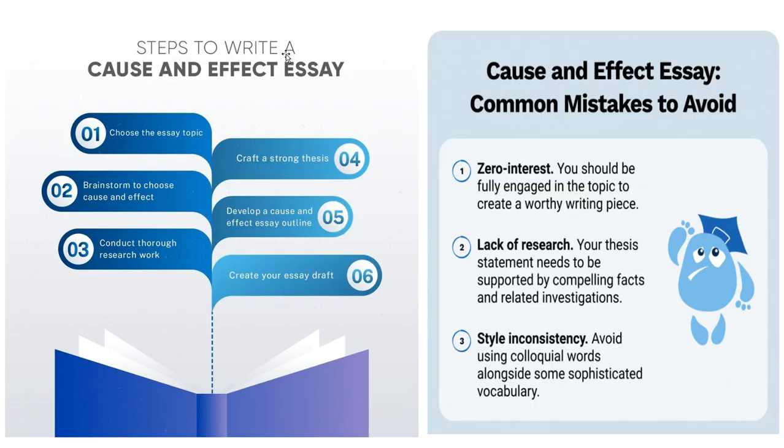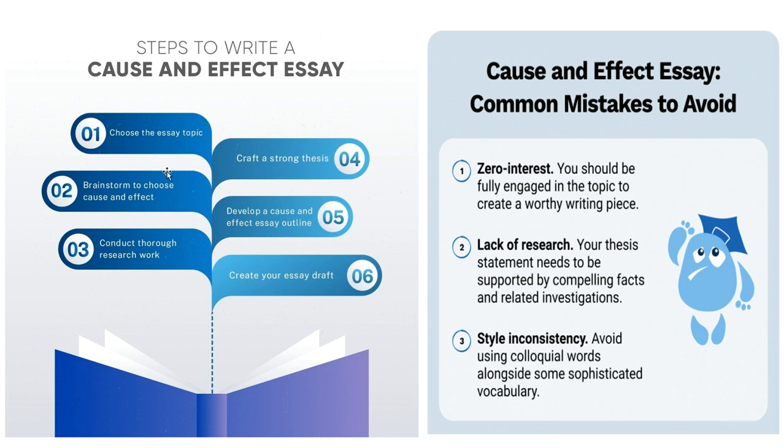Next, steps to write a cause and effect essay. First one, choose the essay topic and brainstorm to choose cause and effect. That means you must gather numerous information from various resources, and you must identify what is good and useful for our research work, and then finalize the input, and finally plan to divide into various phases.